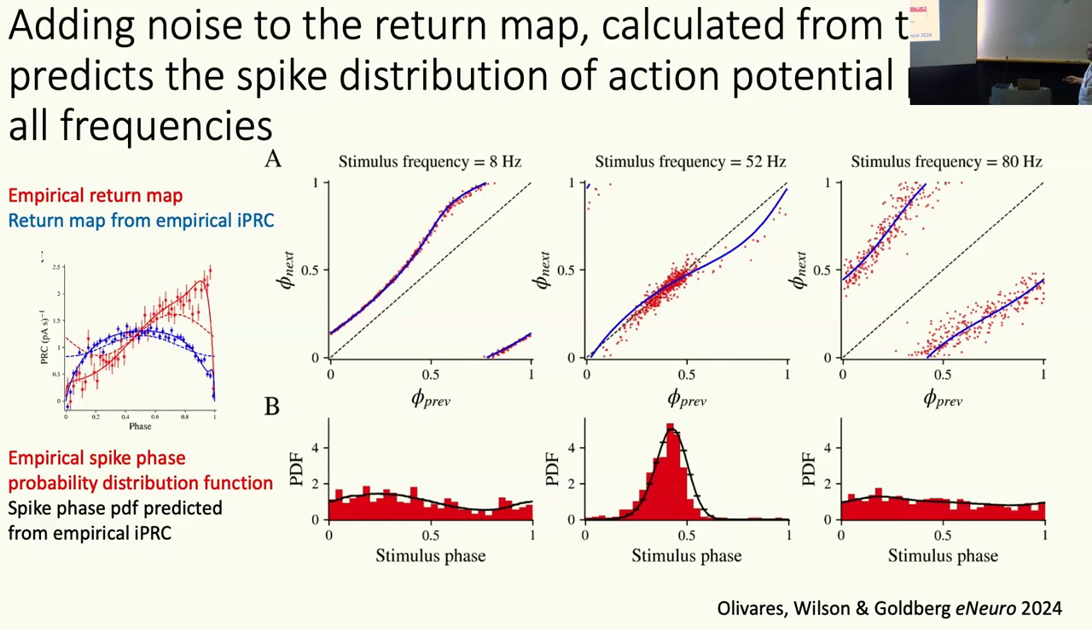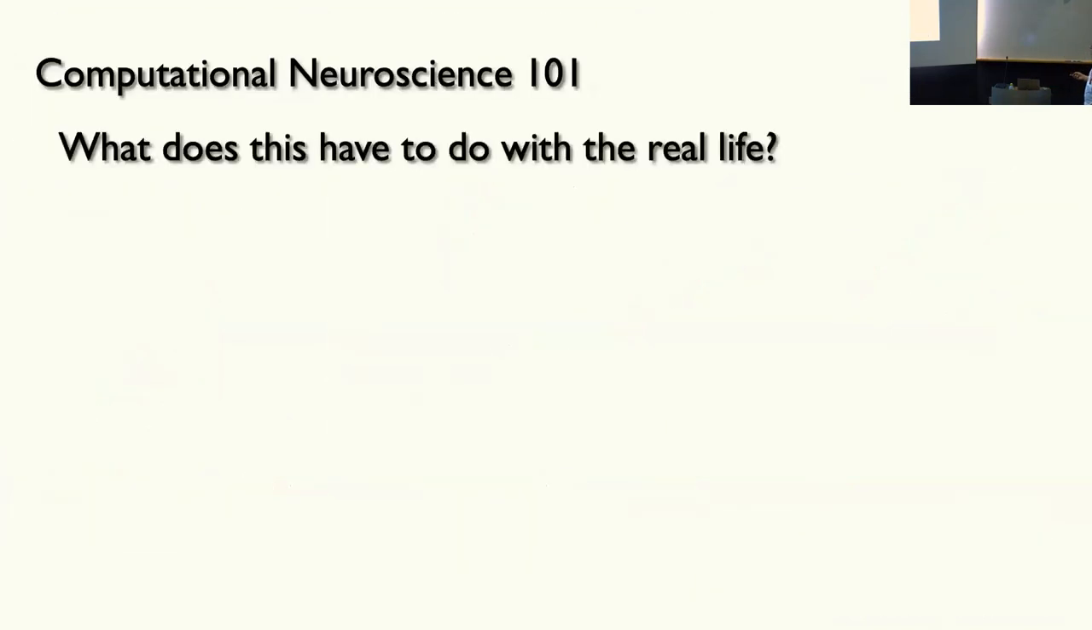And here we have the case of locking. And the black curve, what we did was disregard the red data points, take the blue curve that we collected and just add some noise. We estimated the noise in the locking position and added that to the blue line. Then we estimated what this distribution should look like from the phase response curve, assuming some noise, and we see it predicts pretty well. We showed across many cells that the correlation between the predicted distribution and the actual distribution is about 0.7, you can see in the paper, across all frequencies and all neurons. So it fits pretty well.